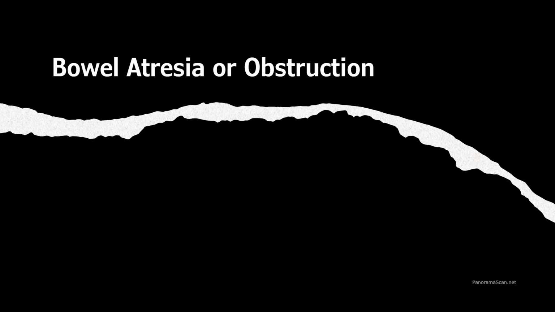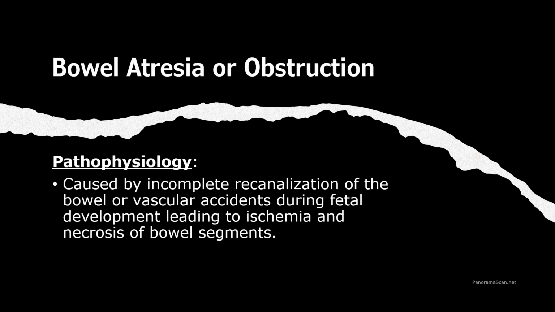Bowel atresia develops due to disruption in normal fetal intestinal development. There are two primary causes. The first is incomplete recanalization of the bowel during early gestation. The fetal intestine temporarily becomes a solid organ before recanalizing into a hollow tube. If this process is incomplete, a blockage or atresia can form.